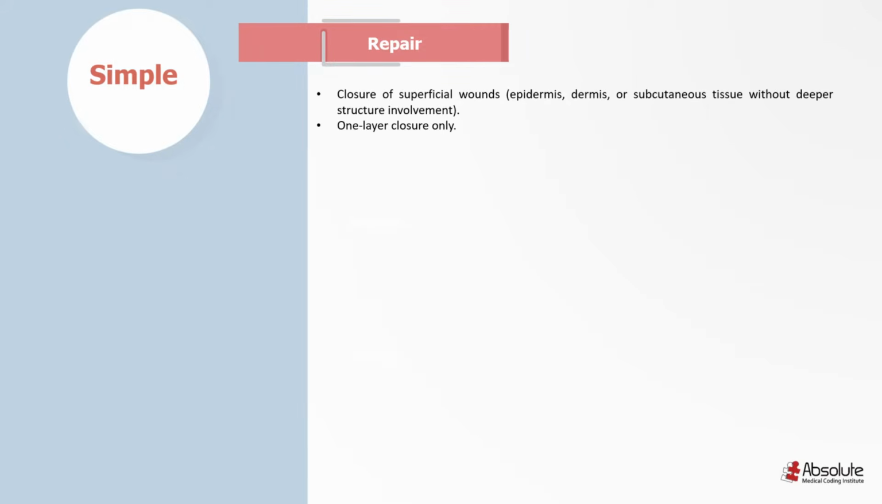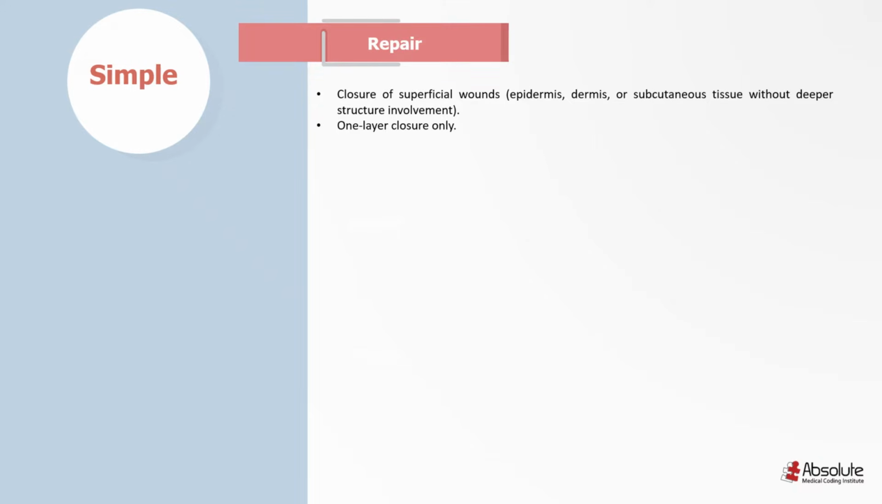Okay coders, now let's take a closer look at the three different types of laceration repair. First comes the simple repair. A simple repair is exactly what it sounds like: the closure of superficial wounds. These involve the epidermis, the dermis, or the subcutaneous tissue only, and no deeper tissue structures such as fascia, muscle, tendon, or bone are involved. A simple repair requires only one layer closure.